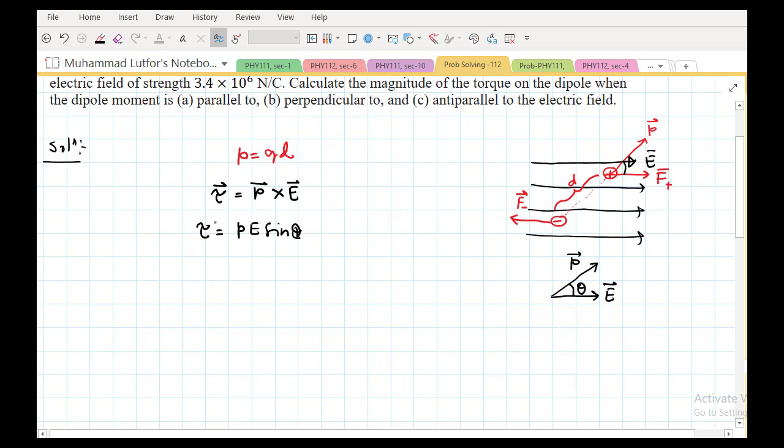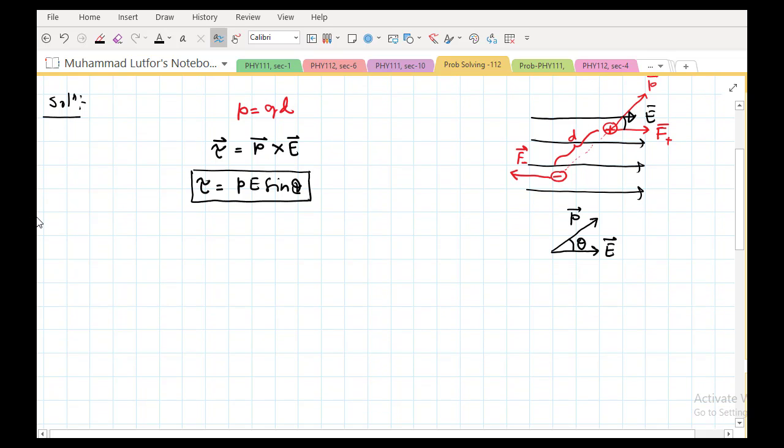Since it's a cross product, we can find the magnitude of this torque using that formula. To find the direction, we can use the right hand rule. I put my forefinger in the direction of the first vector, which is p over here, and if I rotate my remaining fingers towards the electric field, my thumb gives the direction of the torque. In this case, it is going into the screen. Now, what will this torque try to do? This torque will try to align the electric dipole in the direction of the electric field, right?